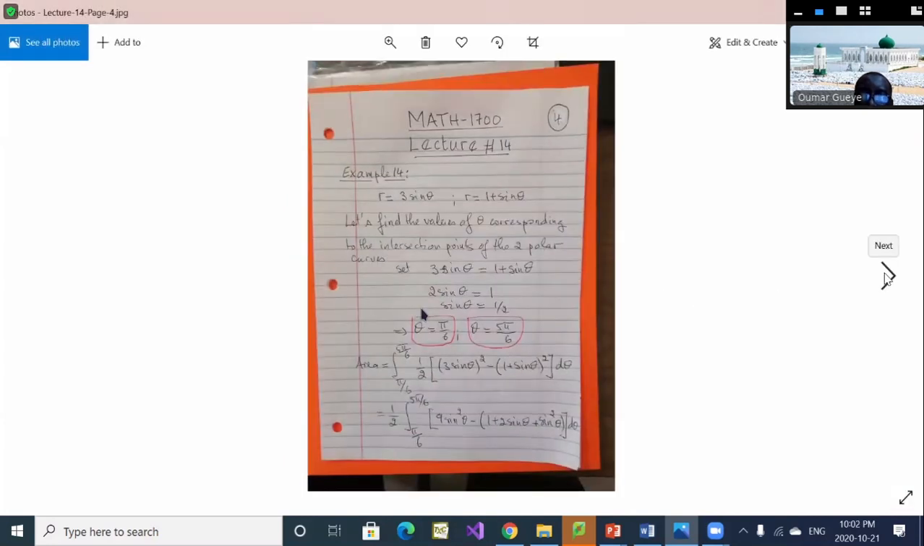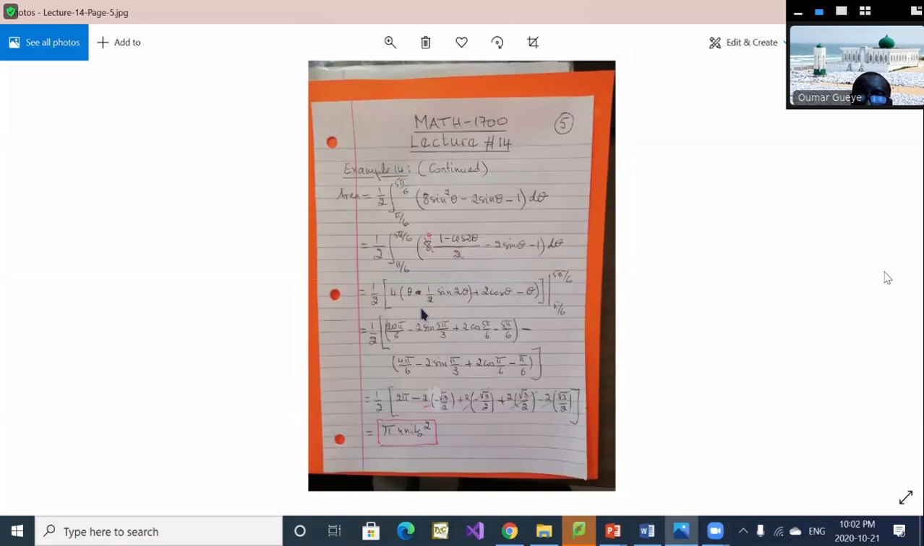All right. So as I mentioned, you get here 9 sine squared minus sine squared. That's why we'll get 8 sine squared. And we have minus 2 sine minus 1. And we cannot integrate the first term because of the exponent.